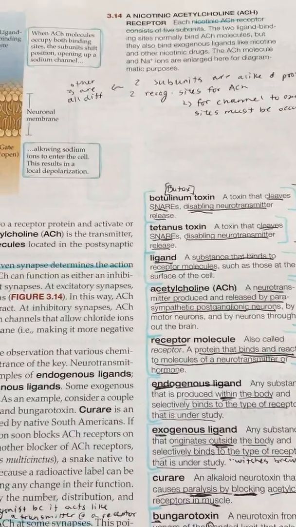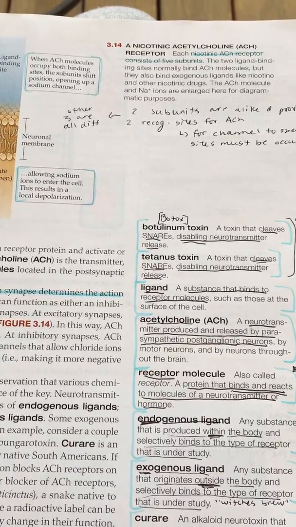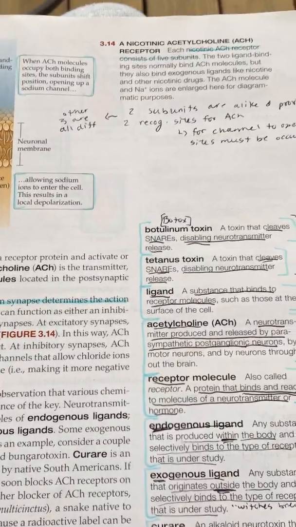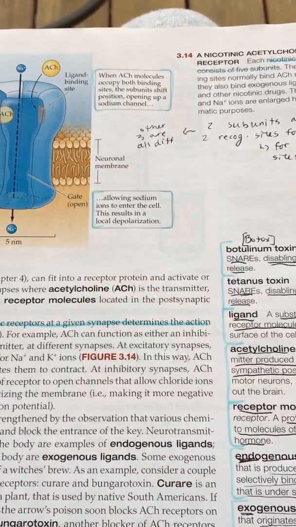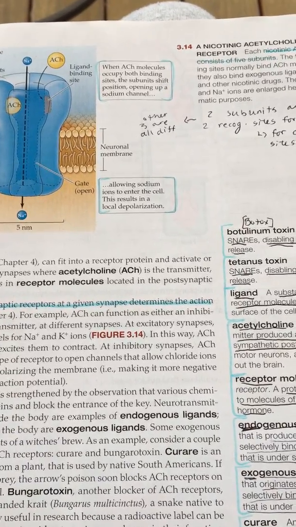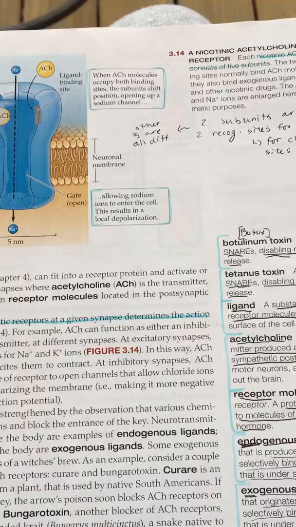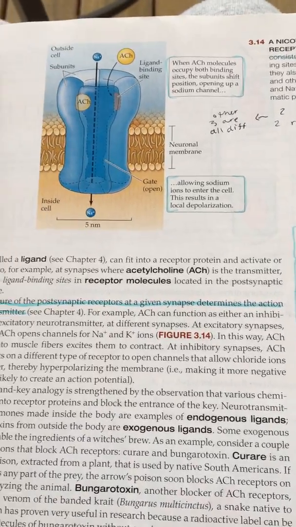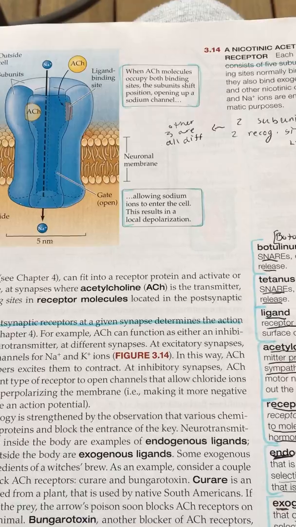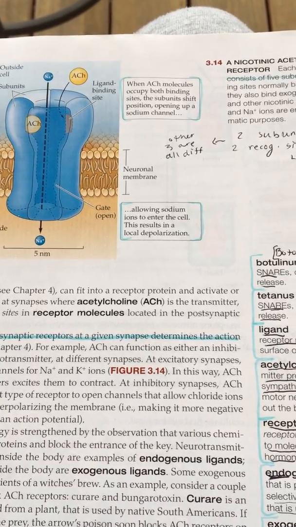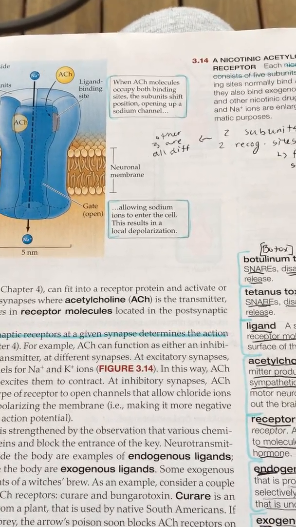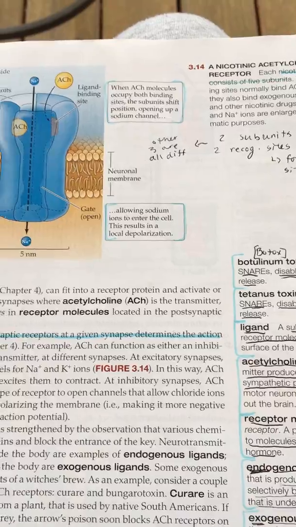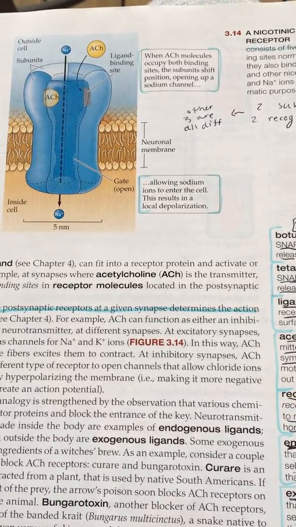And then the book also mentions how botulinum toxin and tetanus toxin silence synapses, which disables exocytosis and synaptic transmission. When talking about the action of a neurotransmitter on a receptor protein, we use a lock-and-key analogy. This shows that a molecule of the correct shape, or a ligand, fits into a receptor site and activates or blocks it. A receptor molecule is a protein that binds and reacts to molecules of a neurotransmitter or hormone. An example is acetylcholine, which functions as both an excitatory and inhibitory neurotransmitter depending on what synapse it attaches to.